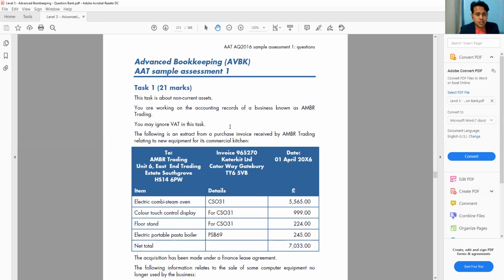That will be your advanced bookkeeping, and that is sample assessment one. So one of the samples we're going to pick is given by AAT. This question is recommended by the AAT. If we practice this question, we will understand the pattern of the questions that we're expecting in the exam. So let's have a look at our tasks. Start with task number one.